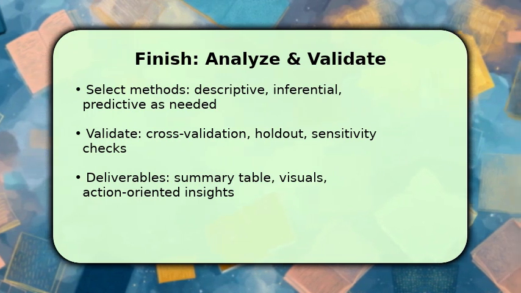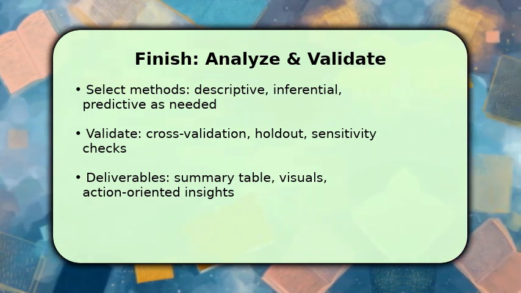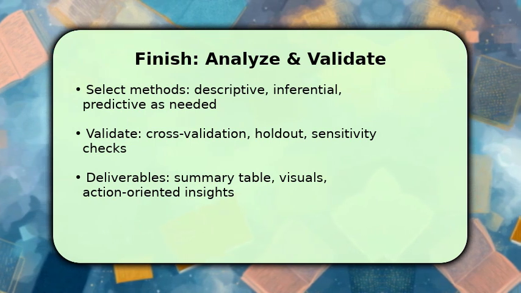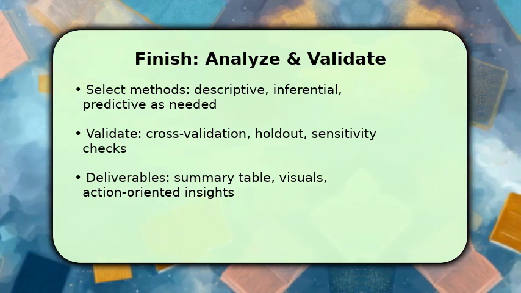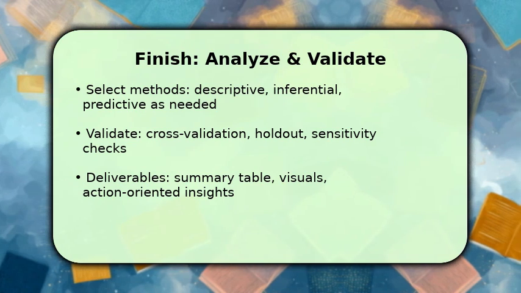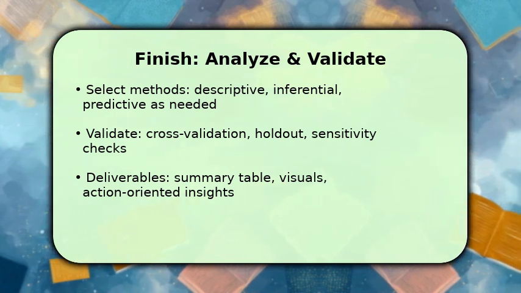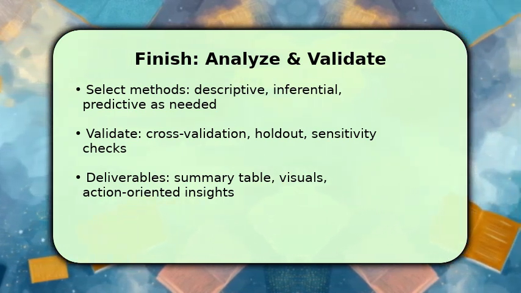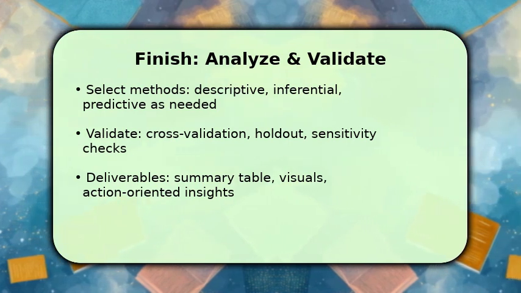Once validated, produce concise deliverables: a summary table, 2-3 clear visuals, and 3 action-oriented insights. If results look unstable, check lineage, sample bias, and feature leakage first. Rerun preprocessing on a controlled subset to isolate the problem.